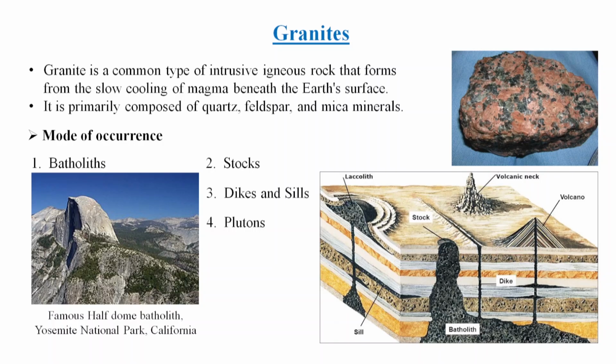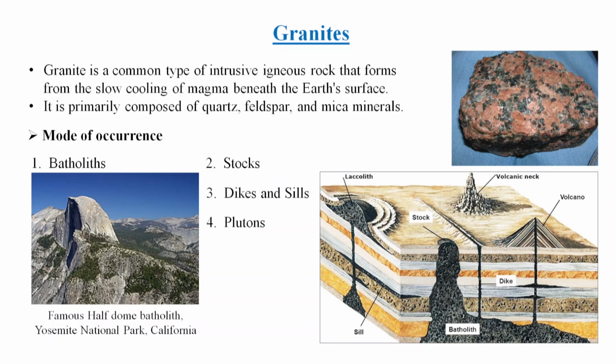Now, the mode of occurrence is mainly related to the exposures of the rock that we can generally find in the field or on the earth's crust. So, we'll mainly discuss the mode of occurrence of three kinds of rocks: granite, andesite and basalt, because they occur on the surface of the earth. Largely they are exposed on the surface of the earth.